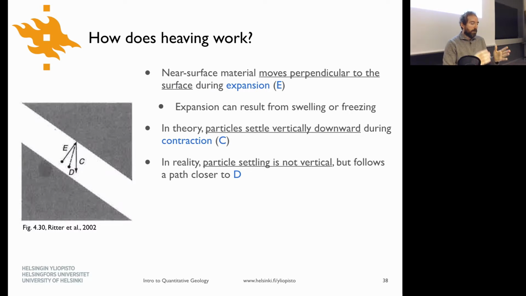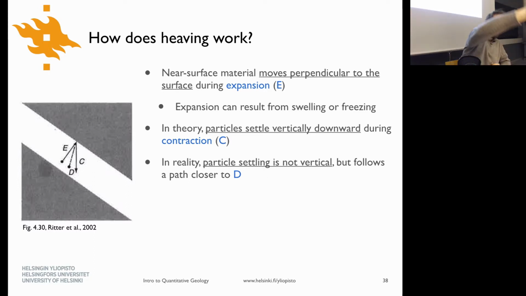Now, in theory, when the material contracts, it doesn't necessarily contract back to its original place, but this material that has sort of expanded out is being acted on by gravity and would tend to basically fall or want to move basically straight down parallel to the gravitational field.